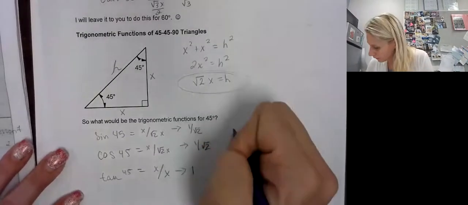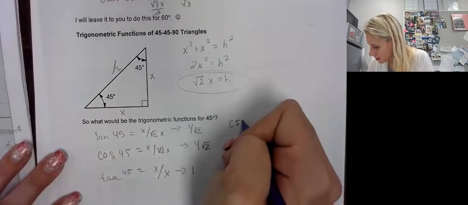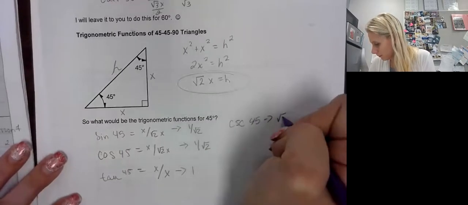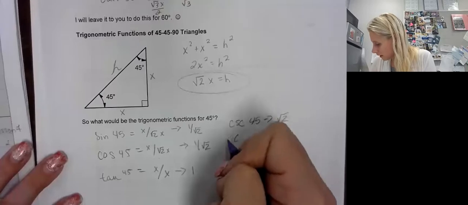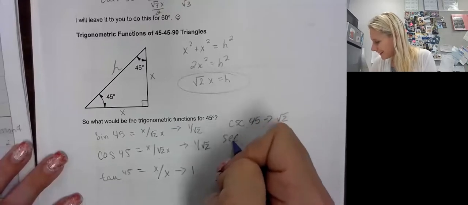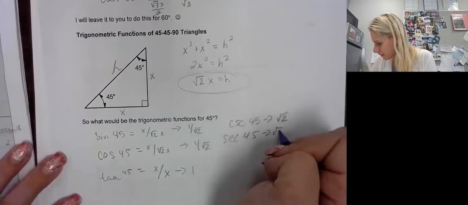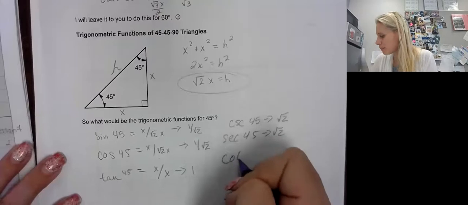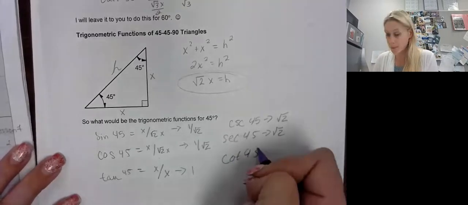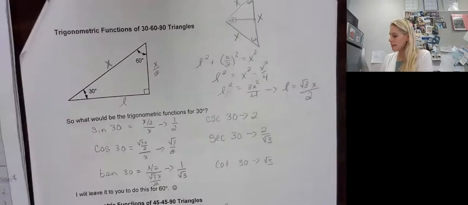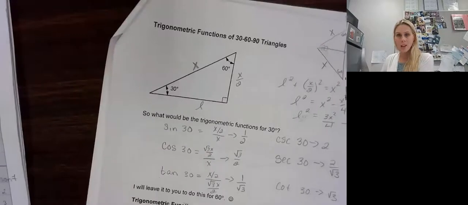All right, let's do the other 3. So cosecant of 45 would be square root of 2. Secant of 45 is also square root of 2. And cotangent, well, the reciprocal of 1 is 1. Awesome. All right, so what we're going to do is organize all of these findings into a chart. We're also going to rationalize the denominator this time.